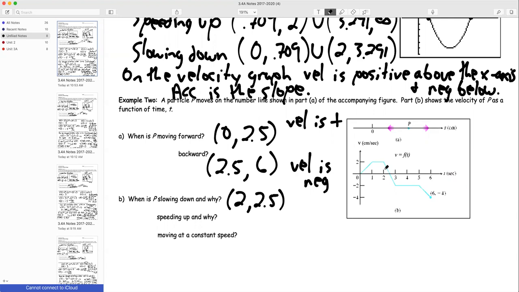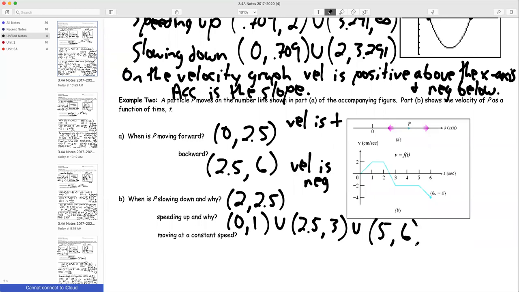So from 0 to 1, it is speeding up. Velocity is positive, and so is acceleration. It's also speeding up from 2.5 to 3. And then from 5 to 6. Velocity and acceleration have the same signs.